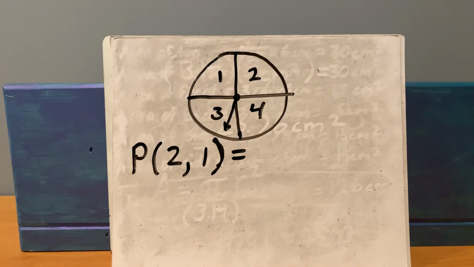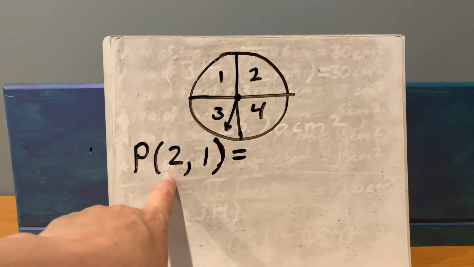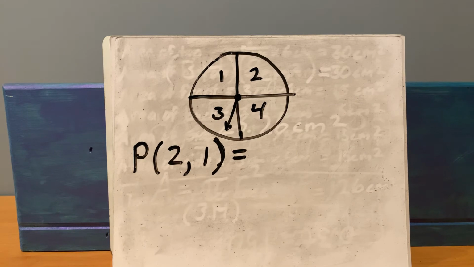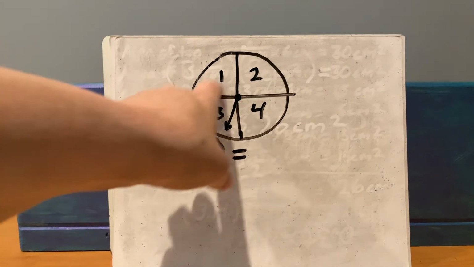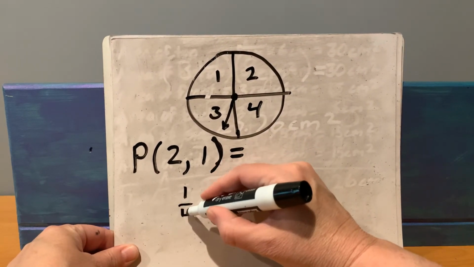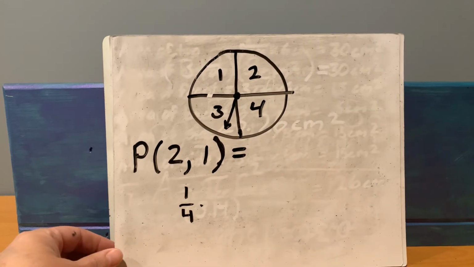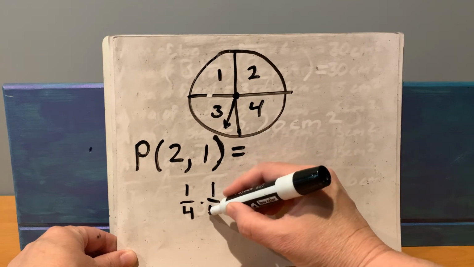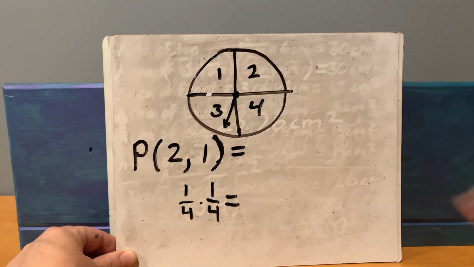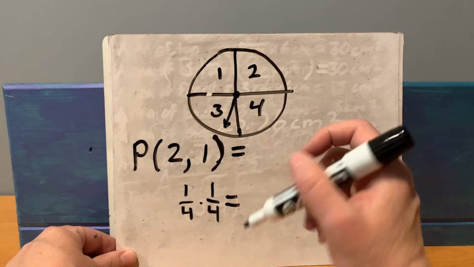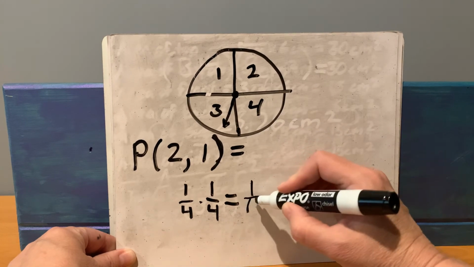So looking at this, what is the probability that the first spin will land on 2 and the second spin will land on 1? Again, P standing for probability. So looking at this, the probability of landing on 2 is 1 out of 4 possibilities. The probability of landing on 1 is 1 out of 4 possibilities. We find the product of these 2 probabilities, and we see that the probability of landing on 2 on the first spin and 1 on the second spin is 1/16.